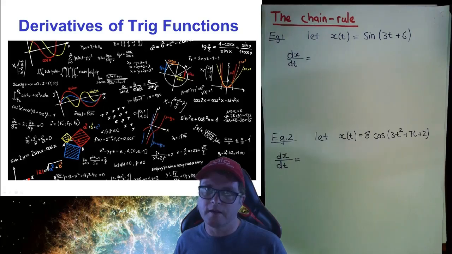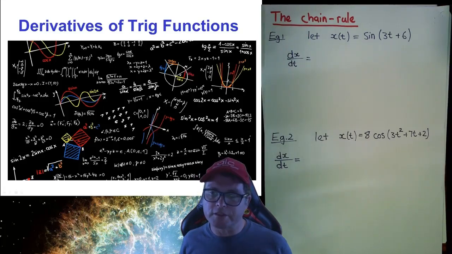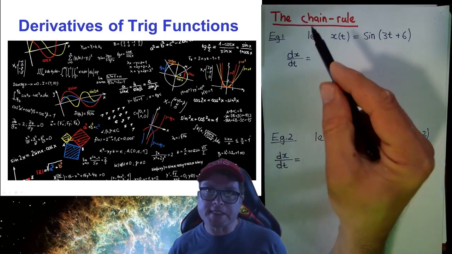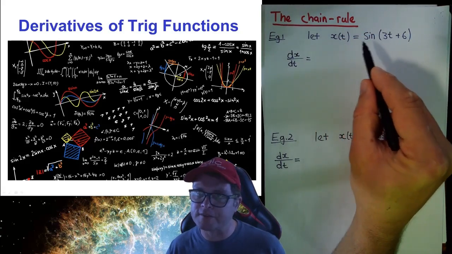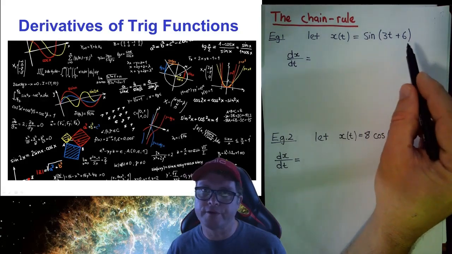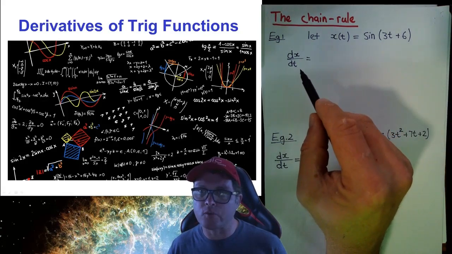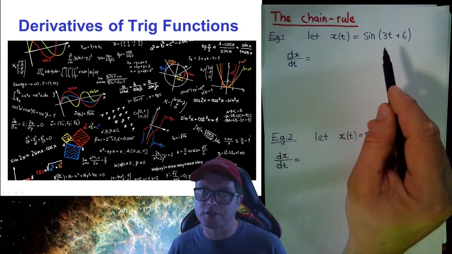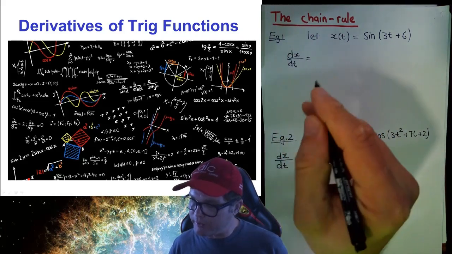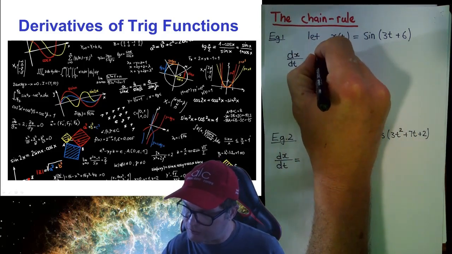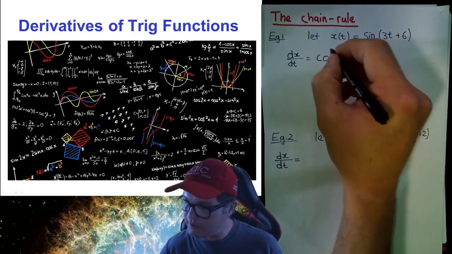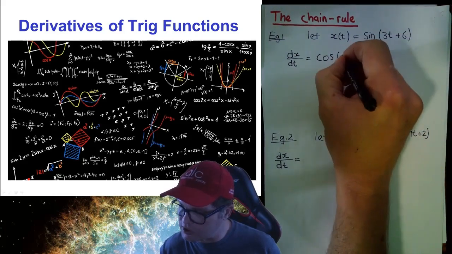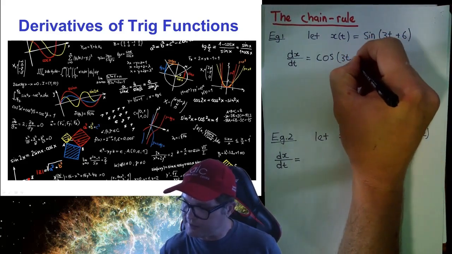The next important rule we need to know for differentiating trig functions is something called the chain rule. It's best illustrated by means of an example. So the example is, we're given a function, x as a function of t is equal to sine of 3t plus 6. We're asked to calculate what the derivative of this with respect to t is. So the way we do this is, according to what we saw before, sine will become cos. So this is going to be cos of 3t plus 6.